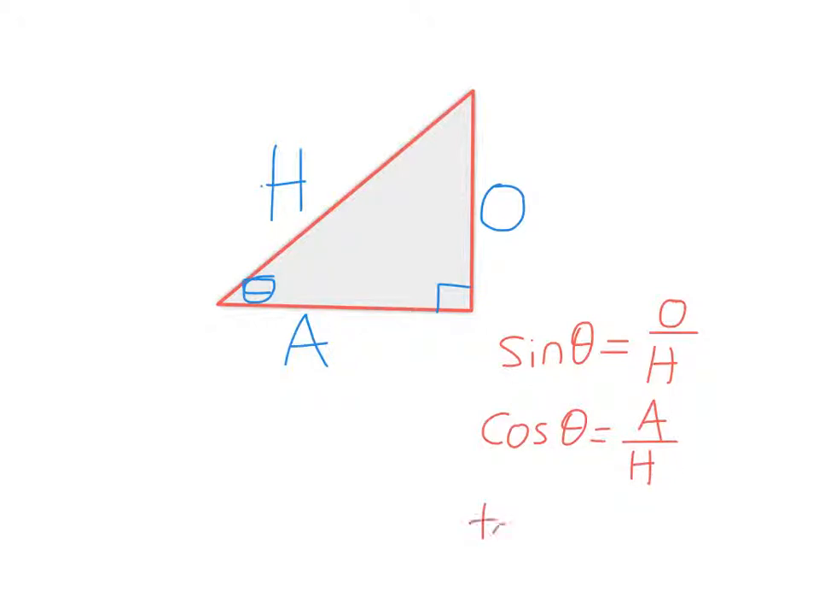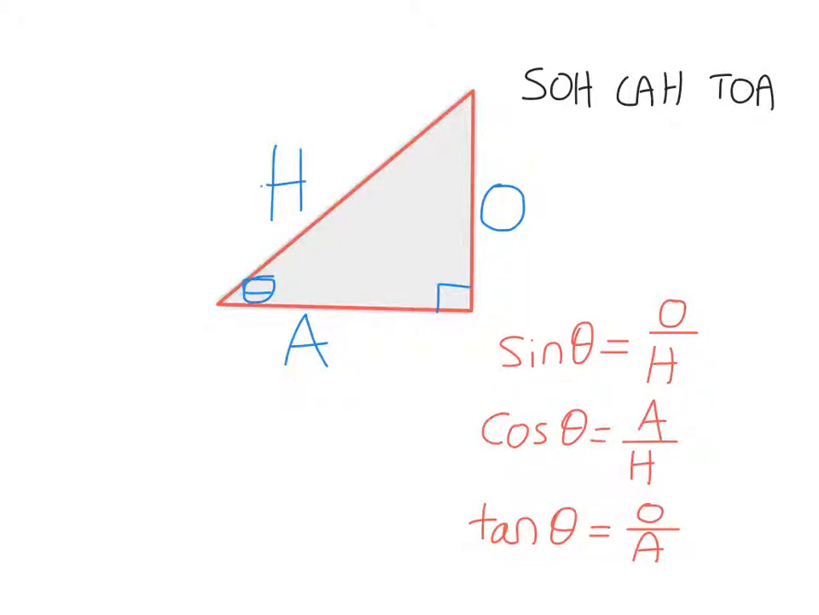And the third ratio you need to know is the tangent ratio, or tan for short. It's the ratio of the opposite side to the adjacent side. So the way people usually remember this is the acronym SOHCAHTOA. So this stands for S is for sine, or sin for short, is opposite hypotenuse, as we put here. Whichever one comes first goes on top. So sin is opposite over hypotenuse.